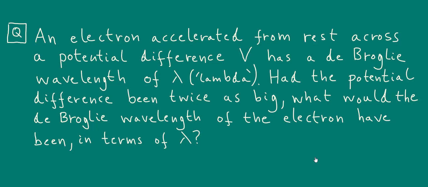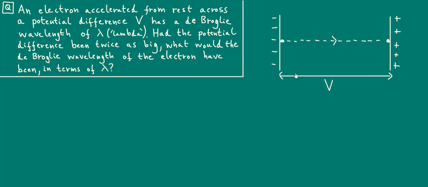Okay, welcome back. It's a good idea to draw a little sketch to help you visualize the problem and get a sense of what's going on. So what we have here is an electron, which I've denoted by this solid circle, being accelerated across this potential difference V, which exists across these two charged plates.